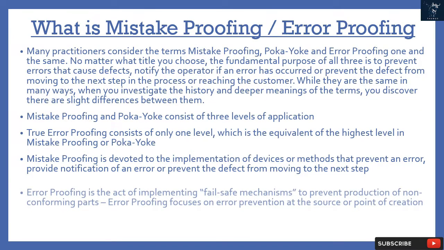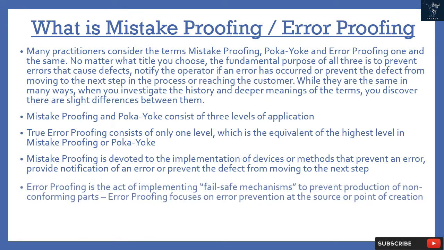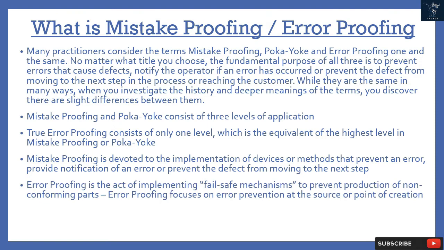What is mistake proofing? Error proofing. Many practitioners consider the terms mistake proofing, Poka Yoke, and error proofing one and the same. No matter what title you choose, the fundamental purpose of all three is to prevent errors that cause defects, notify the operator if an error has occurred, or prevent the defect from moving to the next step in the process or reaching the customer. While they are the same in many ways, when you investigate the history and deeper meanings of the terms, you discover there are slight differences between them.